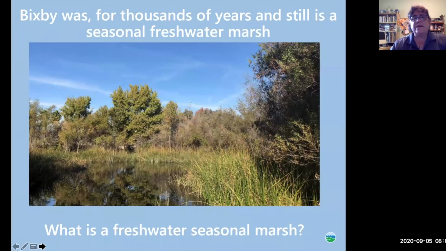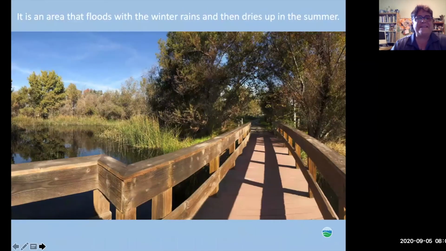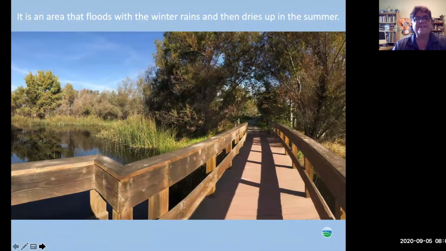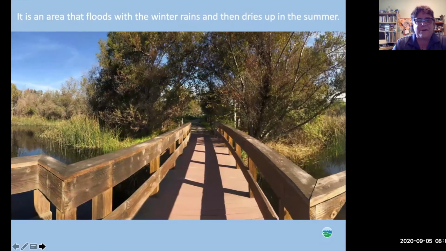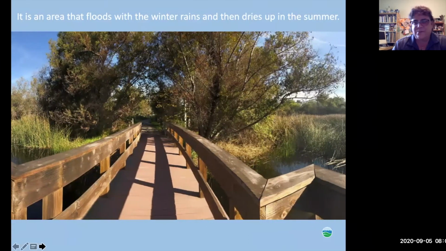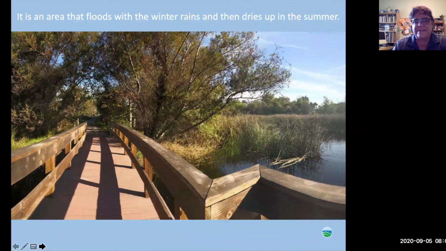Bixby was, for thousands of years, and still is, a seasonal freshwater marsh. But what the heck is a seasonal freshwater marsh? Well, it's an area that floods in the winter rains and then dries up in the summer. This video is from the entrance bridge, and you can see that it is filled with water.